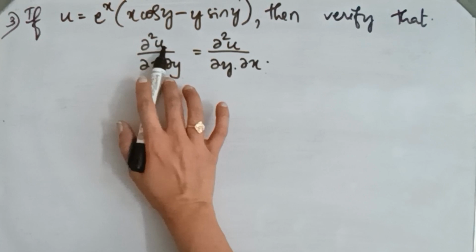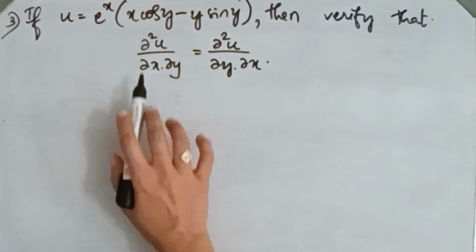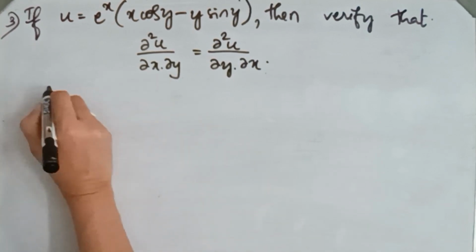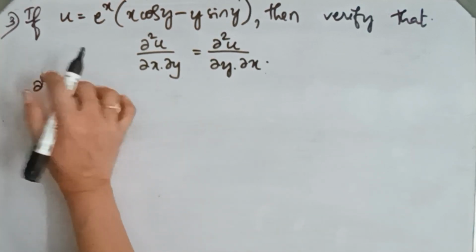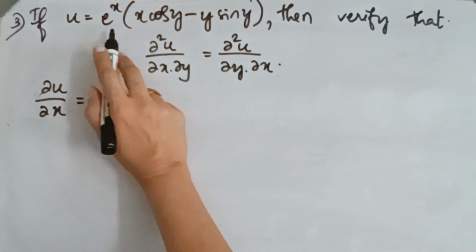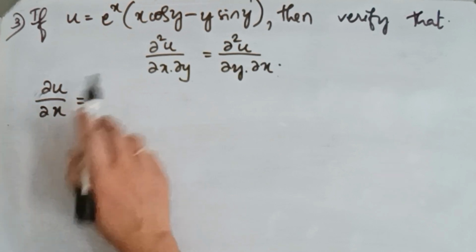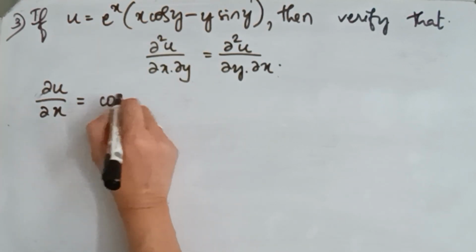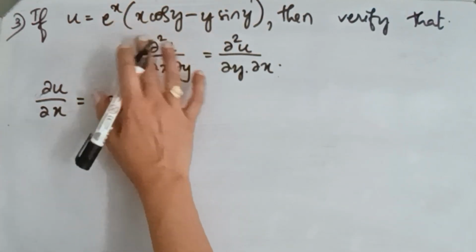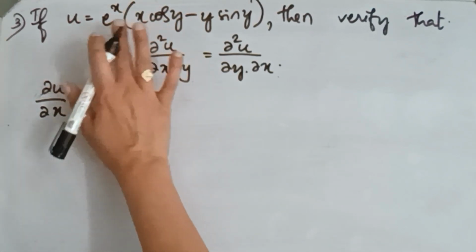So first you have to differentiate u with respect to x partially, then u_x with respect to y partially. So let us find out ∂u/∂x first. ∂u/∂x equals, you are differentiating the function with respect to x partially, keep y as a constant. So cos y is a constant here. Then you are left with e^x into x. For that you have to apply the product rule.